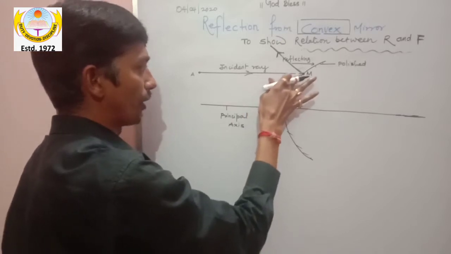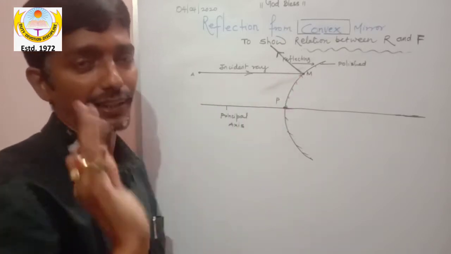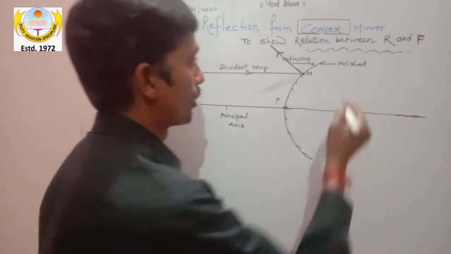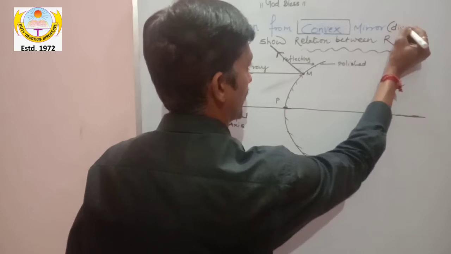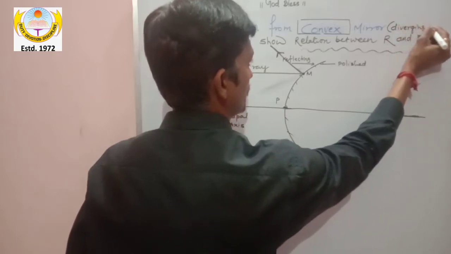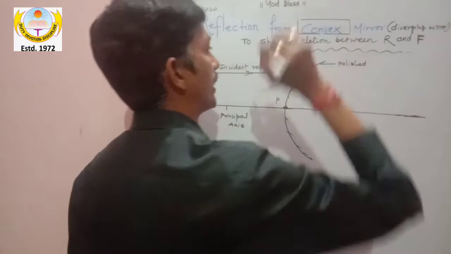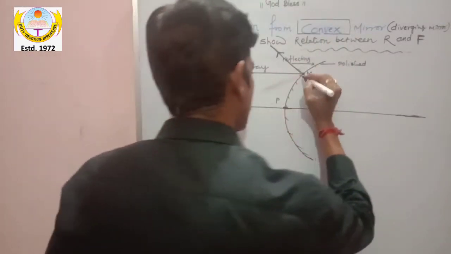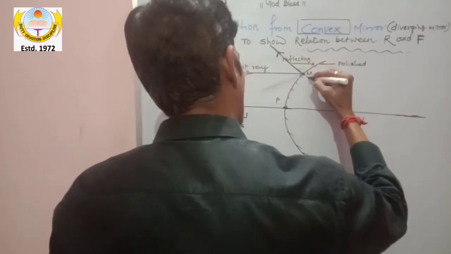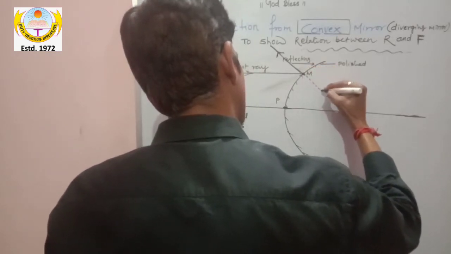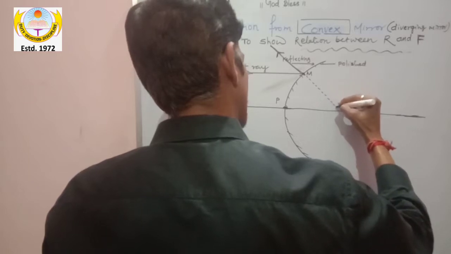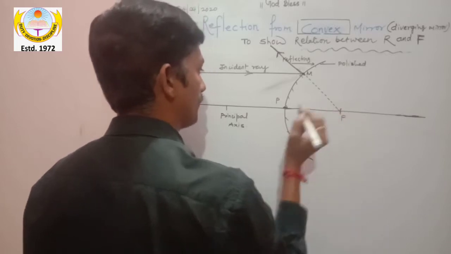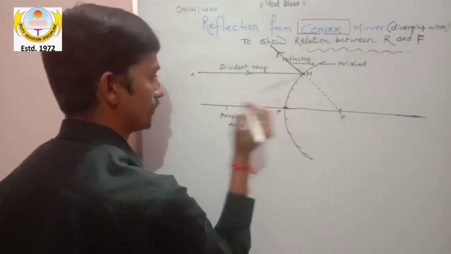So this is what actually is the sense, please take care. Most of the students do it like this only. But my dear, it's a diverging mirror. Convex mirror is a diverging mirror. Make a note of that. So now this reflected ray will pass through the principal focus, F. And here is the pole.